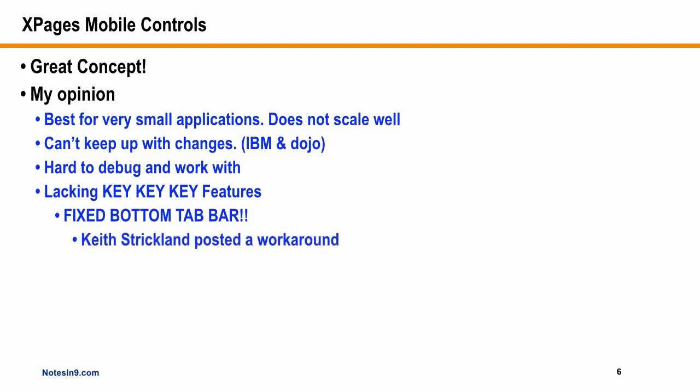Now, it can be done because we do have the full Dojo there, and Keith Strickland has posted a workaround in that. But IBM made this great wizard in there. I mean, and the wizard is cool to kind of get you up and running. But what's the point of having the wizard if, again, your application doesn't look like every other application out there? So we really must have that bottom tab bar, in my personal opinion.